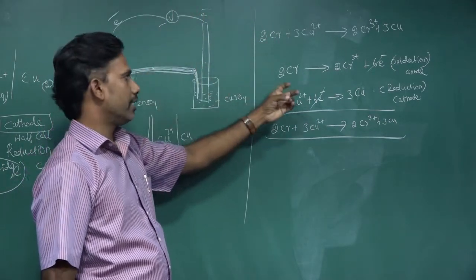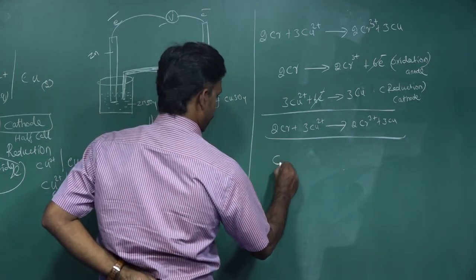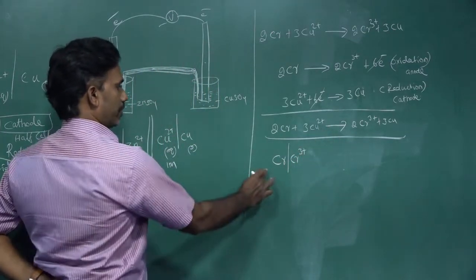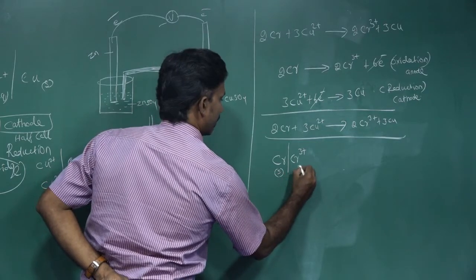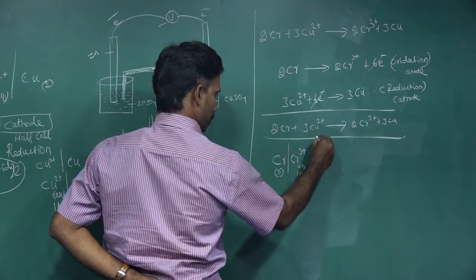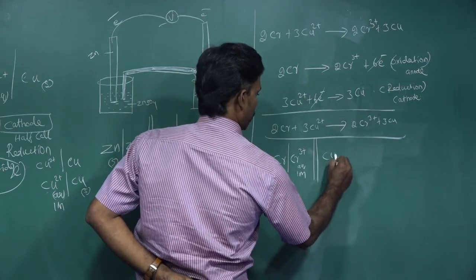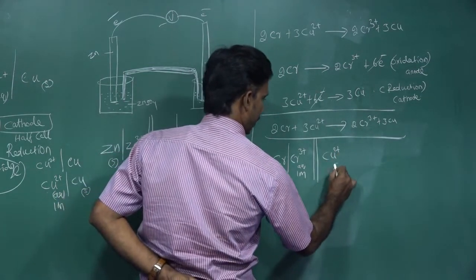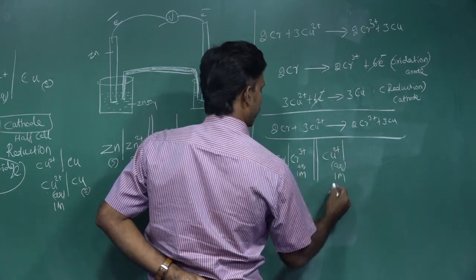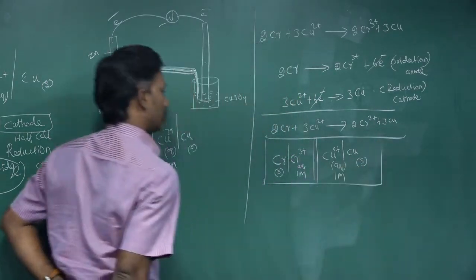Then what is in the electrode, the anode compartment? What do we need to write here? Chromium is converted to Cr3+. So chromium is oxidized: chromium solid, then Cr3+ aqueous at 1 molar concentration. Then a salt bridge to connect these two. Then I am writing what happened to copper: Cu2+ aqueous at 1 molar concentration. Then a single vertical line to mention that this is the cell notation of the above cell reaction.